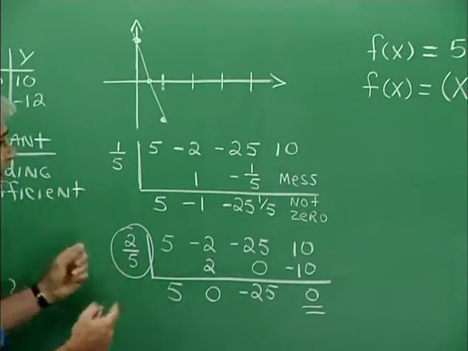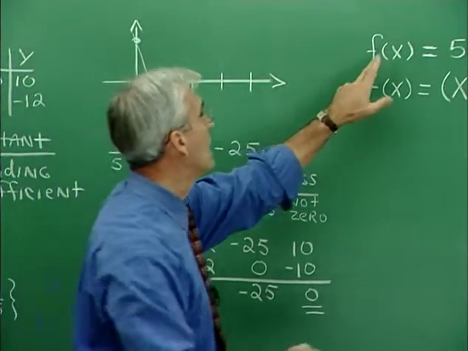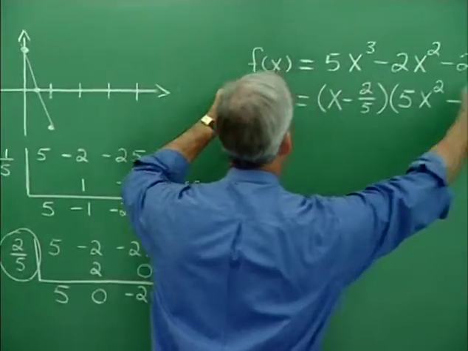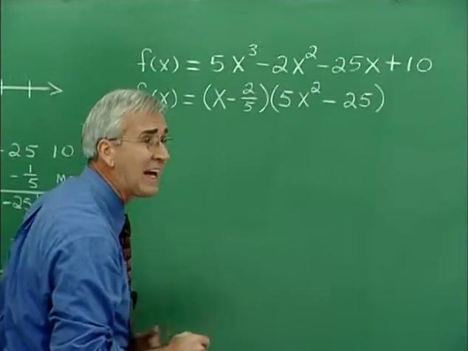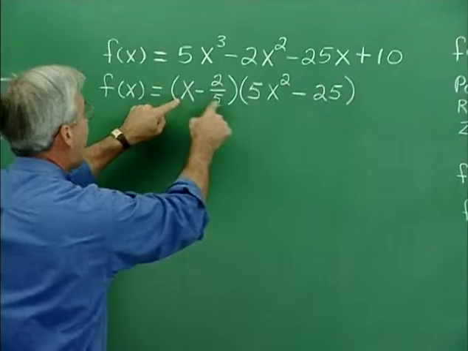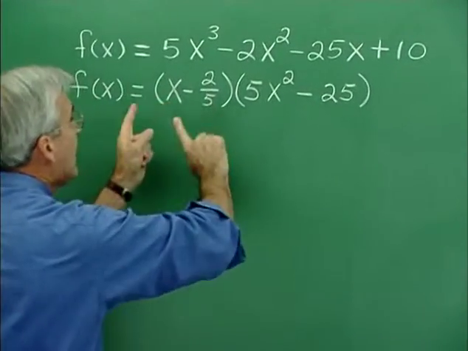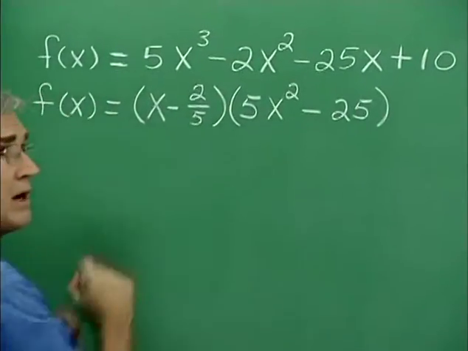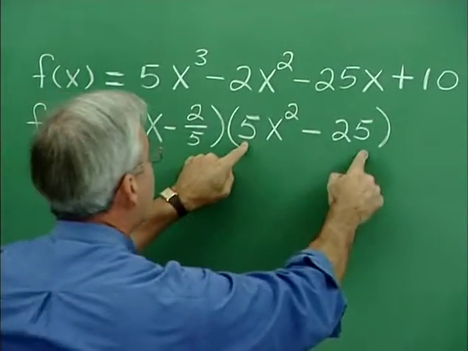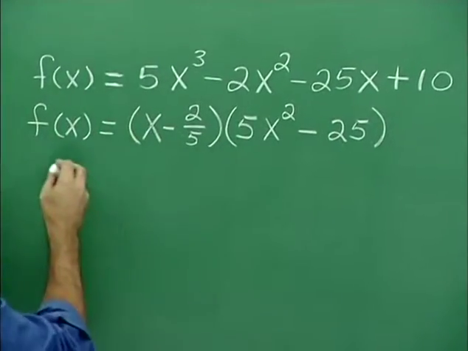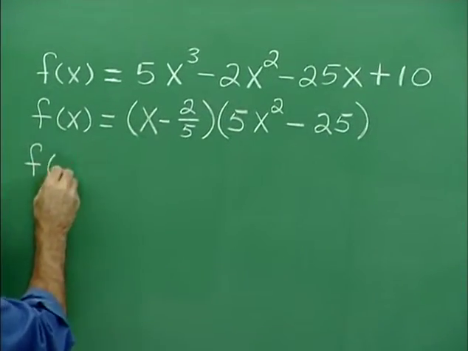All right, so we can go through the factorization like this. Our original function was this, and now with 2/5 as a 0, x minus 2/5 is a factor, and the other factor we read from the bottom of the synthetic division, and here it is. And now away we go with continuing to factor and identify zeros.